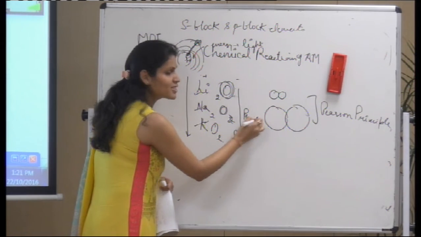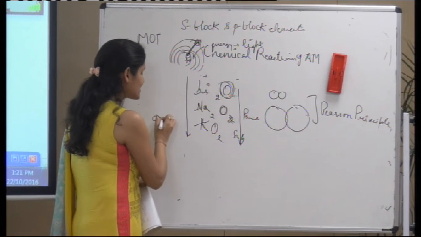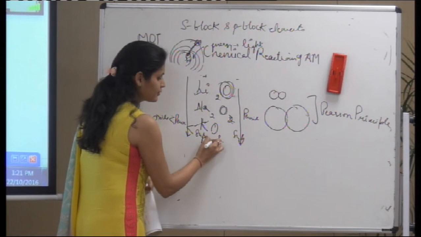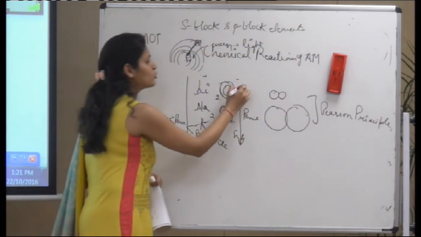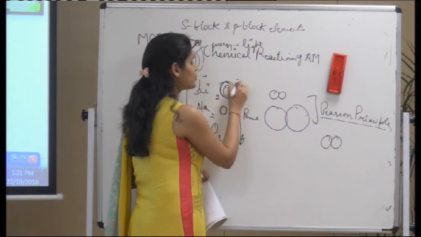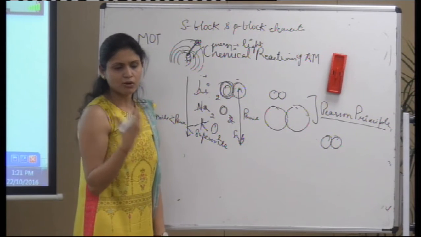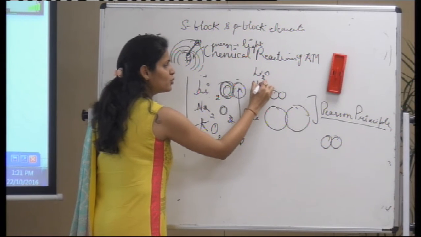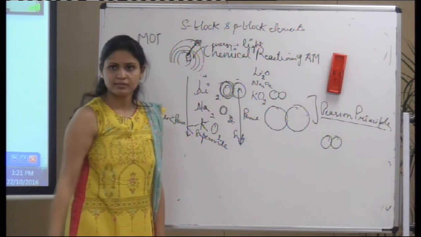Peroxide is smaller than superoxide. The order of sizes is: oxide is smaller than peroxide, then superoxide. And hence, to comply with the Pearson principle that a big thing would prefer a big thing and a smaller ion would prefer a smaller ion, there is a difference in the oxide forms. This is lithium oxide, Li2O, then Na2O2, sodium peroxide, and then potassium superoxide.